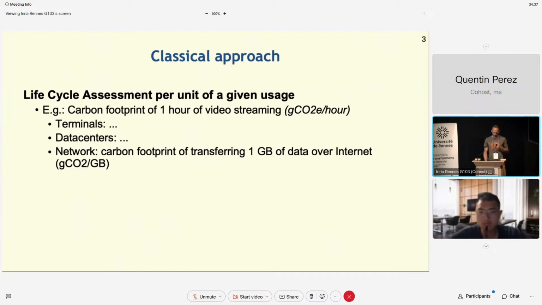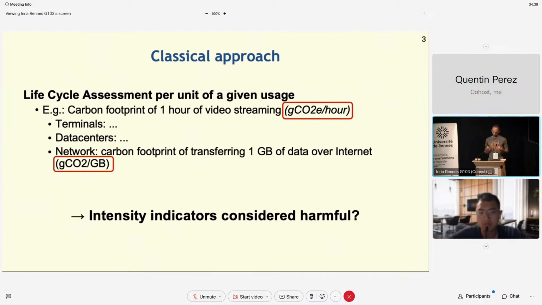So far, so good, but the main point I would like to raise here is that in our context of guiding actions, such intensity or efficiency indicators might actually be considered harmful. I don't know how you feel about this slightly provocative claim, but I hope that by the end of the talk, you will make it yours, and that's my challenge.